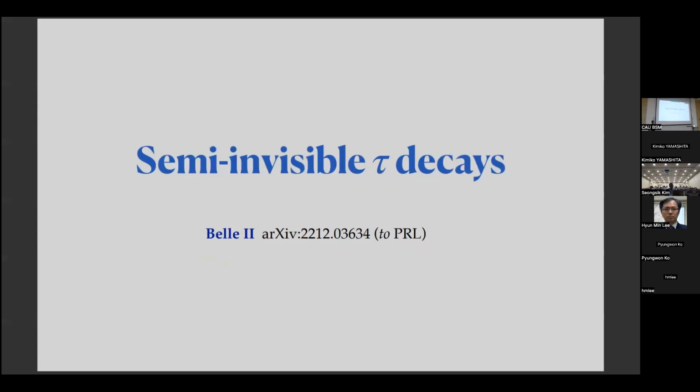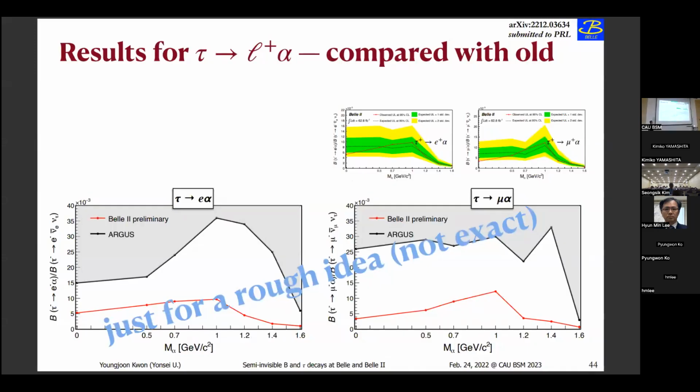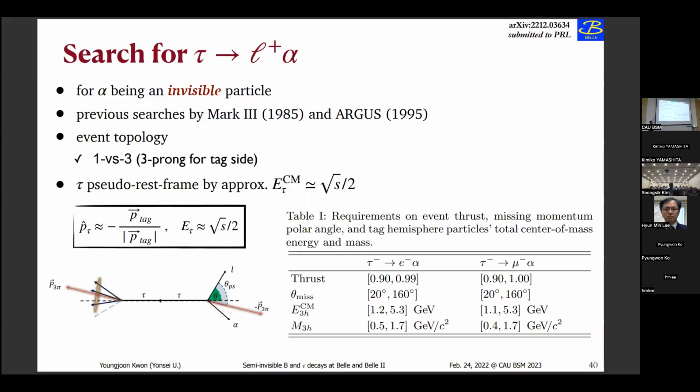So please stay tuned. Okay, then let me move to, I have about 10 minutes, right? 5 minutes, okay. So during the remaining 5 minutes, let me talk about semi-invisible tau decays. That is based on this Belle 2 paper. That is tau to lepton alpha, and alpha is any invisible neutral particle. For this, we use the so-called 1 versus 3 topology. One is the signal side. Signal side is only one charged lepton, nothing else. Then 3 means for the other tau, because we always produce e plus, e minus, tau plus and tau minus, always in pairs. So one of them is signal tau, then the other one is tagging tau.